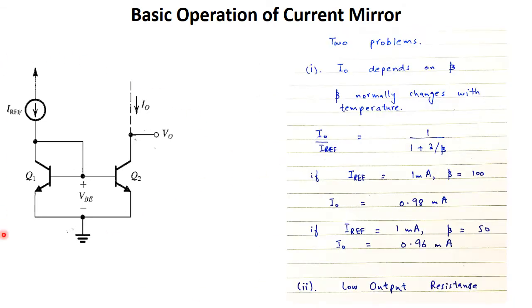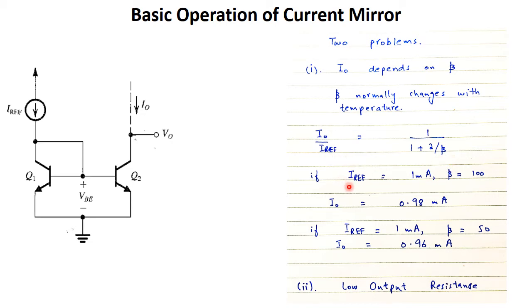Now there are two problems with this basic design of the BJT current mirror. The topic until now we have already discussed in class, so this is something new. First problem is dependence of output current on beta. As we can see in this relation, I out over I reference depends upon beta. So output current is dependent upon beta. Even though reference current is constant, output current can change if beta changes.